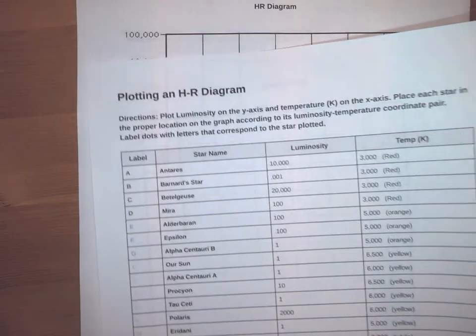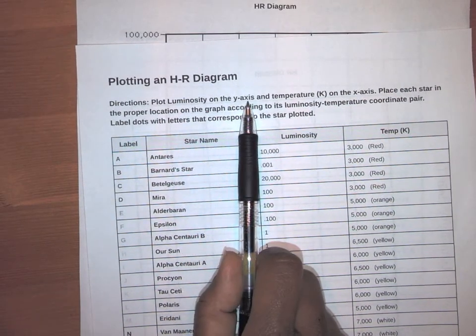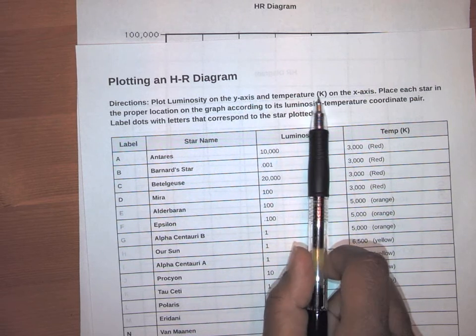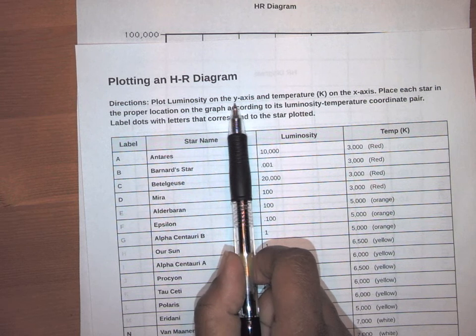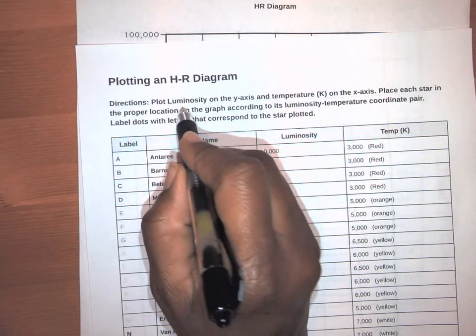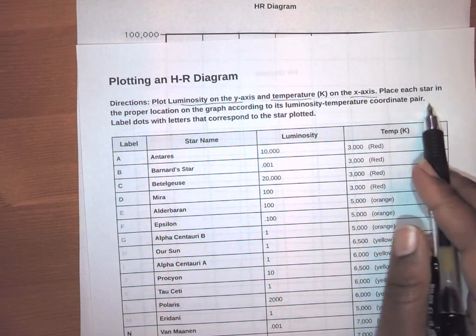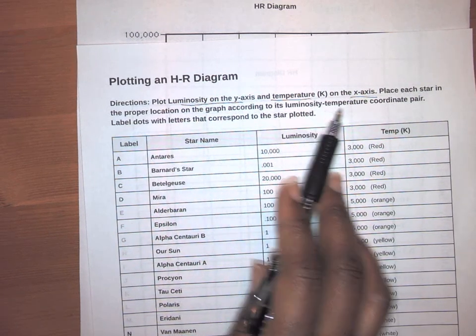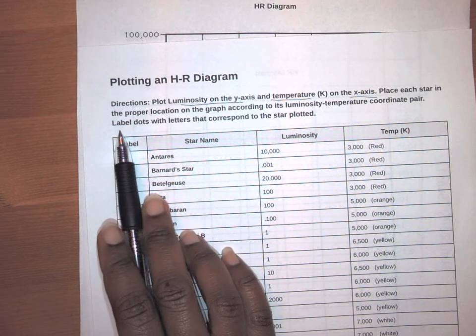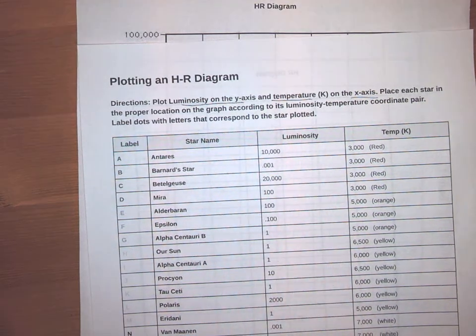The directions say, plot the luminosity, which is the brightness, on the y-axis, and the temperature, which K is Kelvin, on the x-axis. So luminosity on the y-axis and temperature on the x-axis. Place each star in the proper location on the graph according to its luminosity temperature coordinate pair. Label dots with letters that correspond to the star plotted.